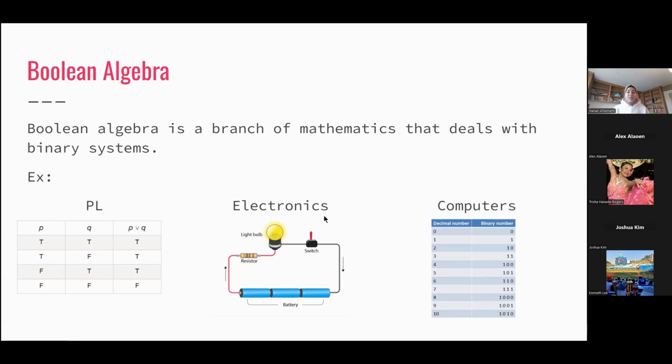For electronics, we use ons and offs. For example, if this switch is on, the circuit is on, and if it's off, the circuit is off. And for computers, as you might know, we use ones and zeros. And this is a quick example of how a number gets translated into computer language.